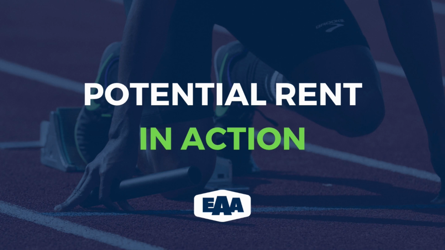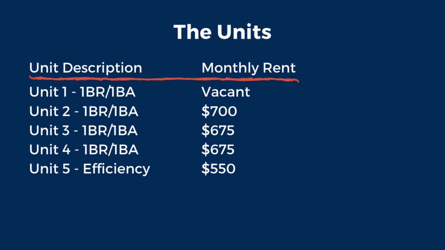Potential rent in action. Here's what the seller gave us. These are the current tenants and the rents they presently pay per month. As discussed in the theory section, we can't have a vacant unit. We need to make an assumption about how much rent this unit would rent for. Let's say we did our homework here and we discovered that this unit would rent for $700 a month.